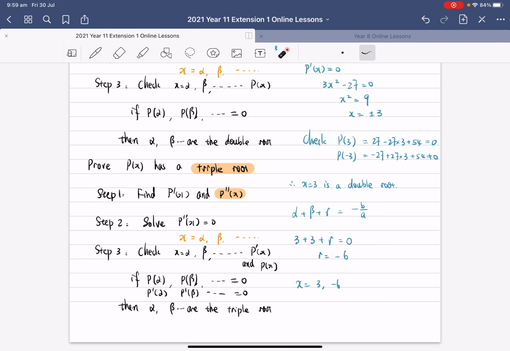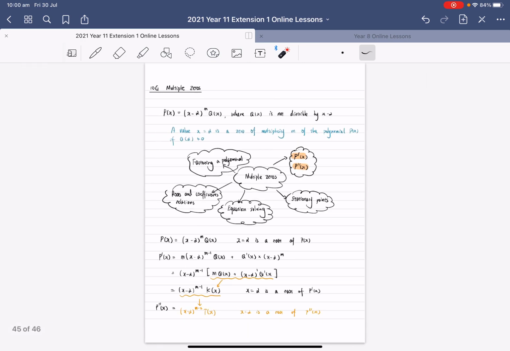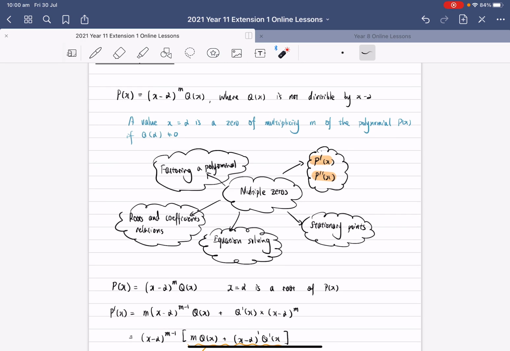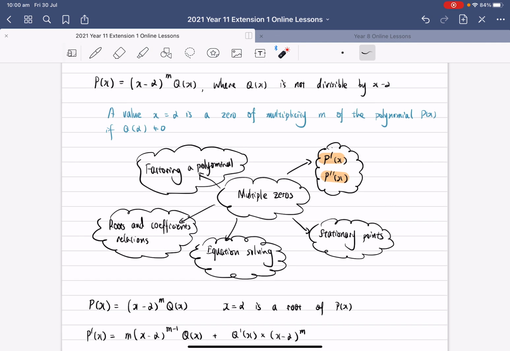Don't just assume that if you let the second derivative equal to 0, the numbers you're getting is a triple root automatically. You have to check into the first derivative, make sure the first derivative gives you 0. You have to check into the original function, make sure that also gives you 0 as well. Otherwise, it's not going to count. All right. So this is how the multiple zeros is related to the derivatives. And that's how we actually can factor in polynomials and also solve the equations later on.